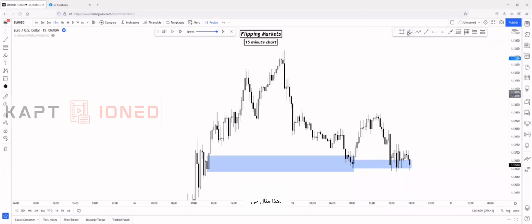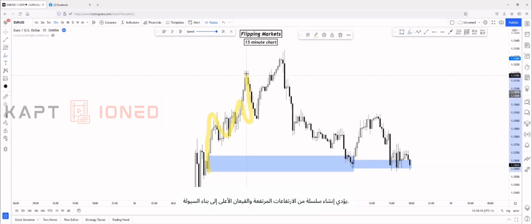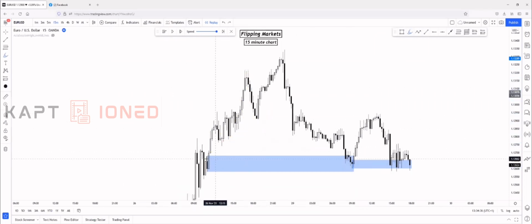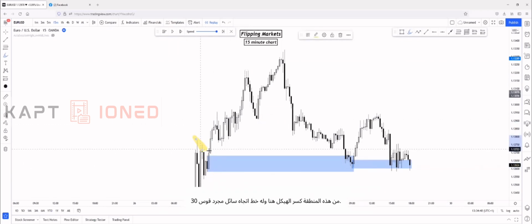So that's a live example. As you can see, price is moving in a bullish trend right here, creating a series of higher highs and higher lows, building up liquidity. This was the last demand zone that created a huge inefficient push to the upside, swept liquidity from this region, broke structure here, and has a liquidity trend line just above it. So this is a really valuable demand zone.